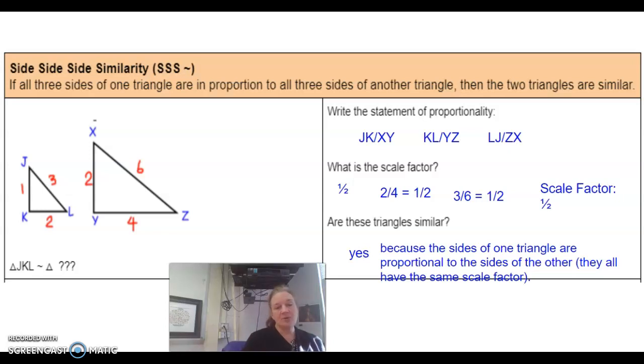And that means now, though, I can say that triangle JKL is similar to XYZ because of the side similarity theorem. So now I can justify what I'm saying. You always want to do that, right? Don't walk around making false accusations.